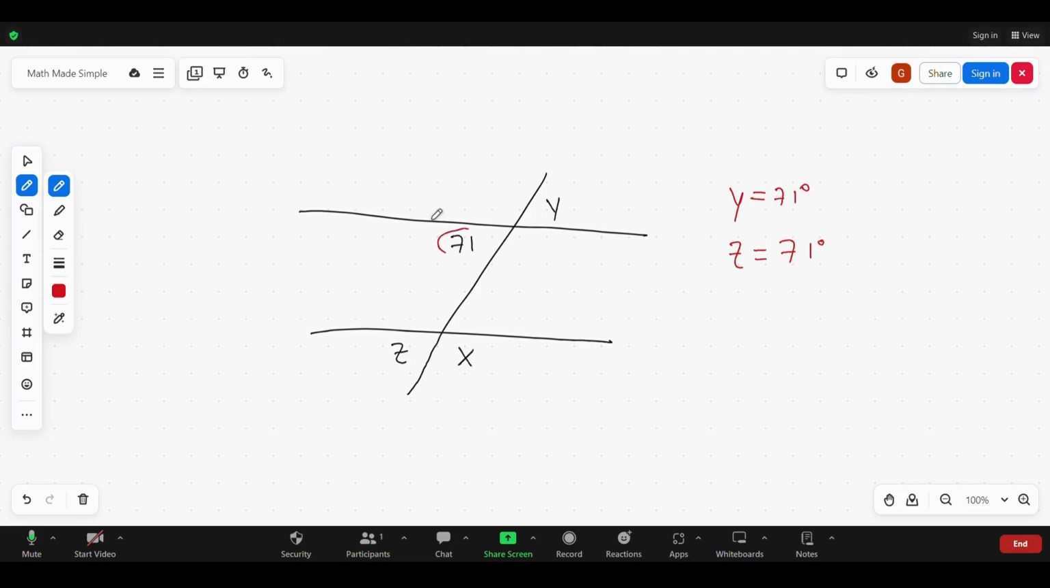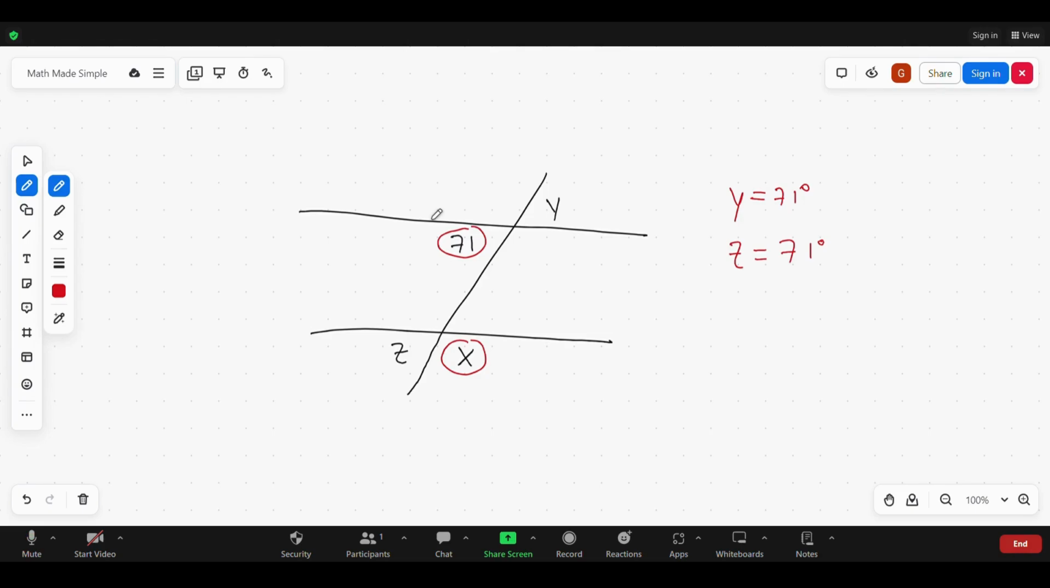Now, what about 71 and X? Well, they're not interior angles, right? Because X is on the outside, so it can't be same side interior or alternate interior. They're also not vertical angles, because you can obviously see by the diagram, which you're never supposed to trust, the diagram is a lot larger than 71.